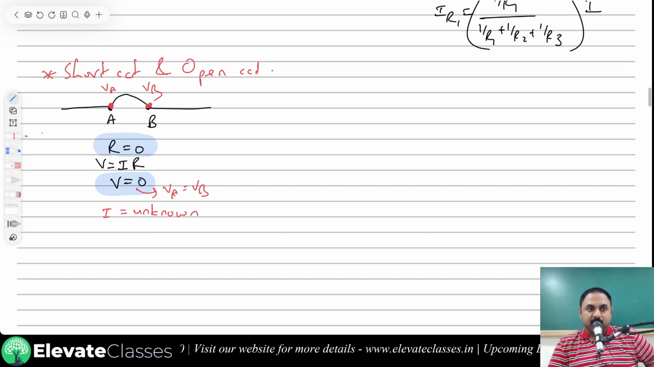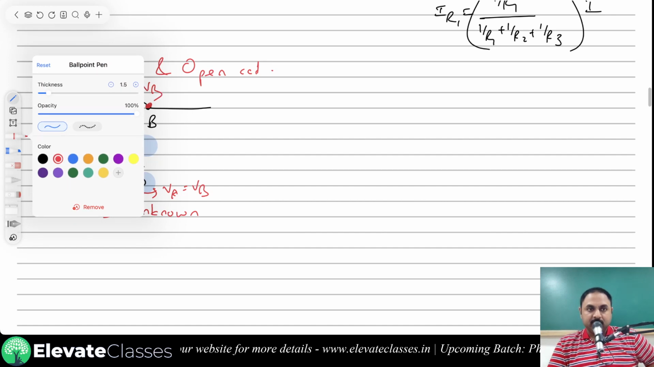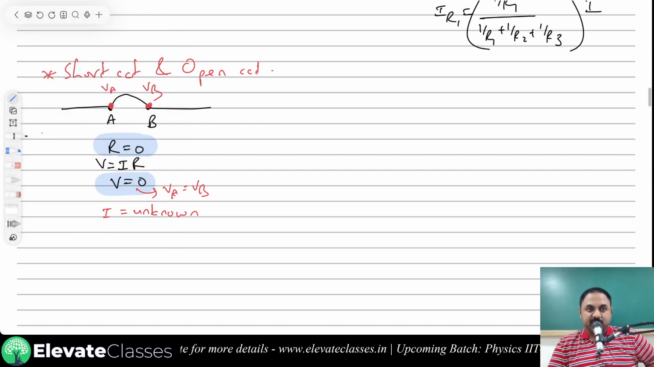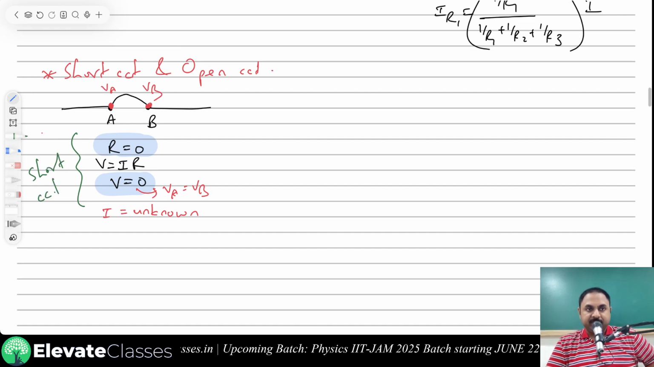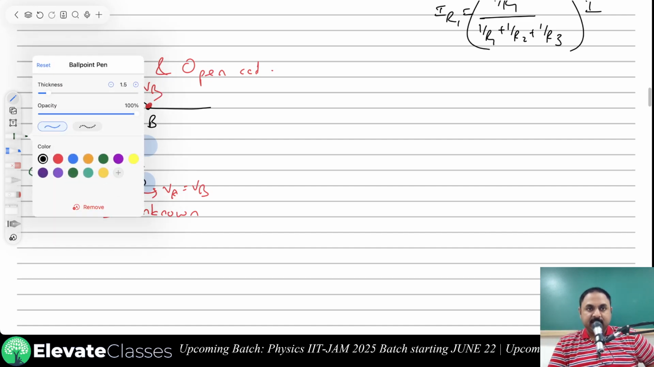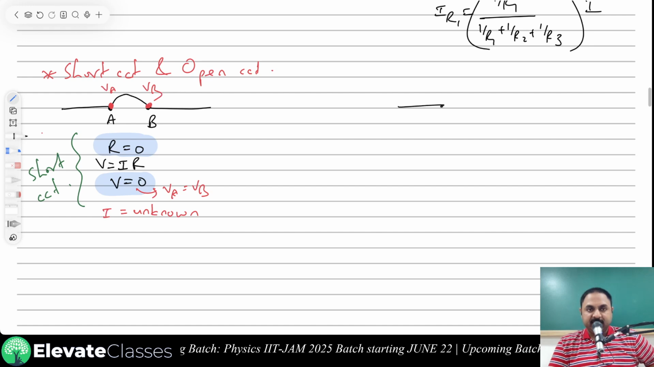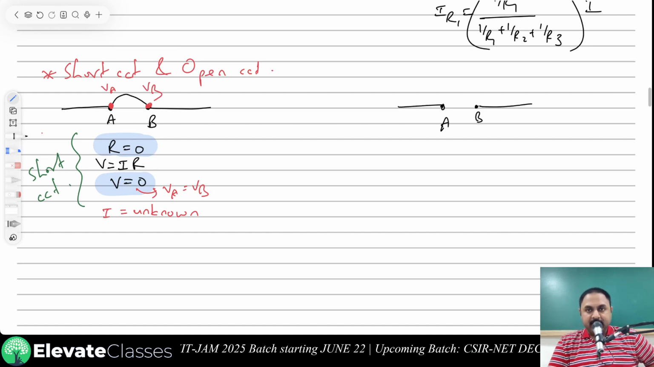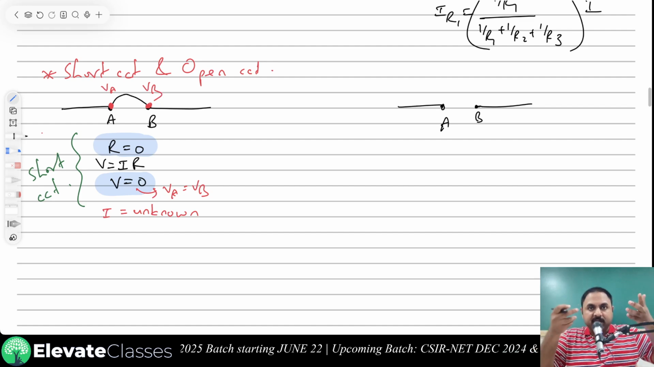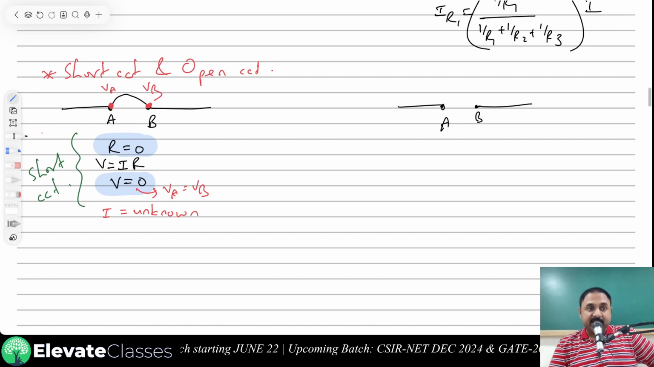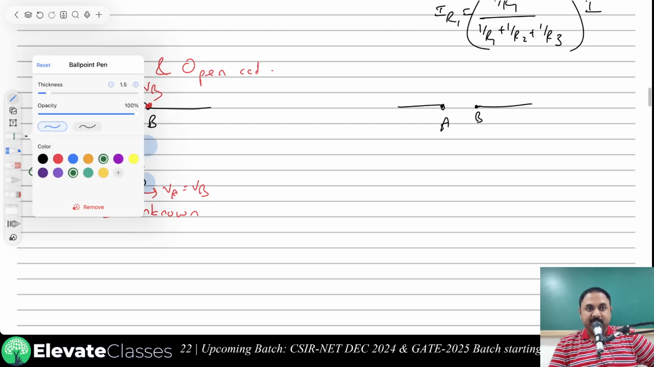Now let us try and find out what an open circuit is. These conditions are for a short circuit. Now let us take the case of an open circuit. Again, I have a point A and a point B, and now nothing is in between them. I don't connect them, I keep them open. This particular circuit is called an open circuit.